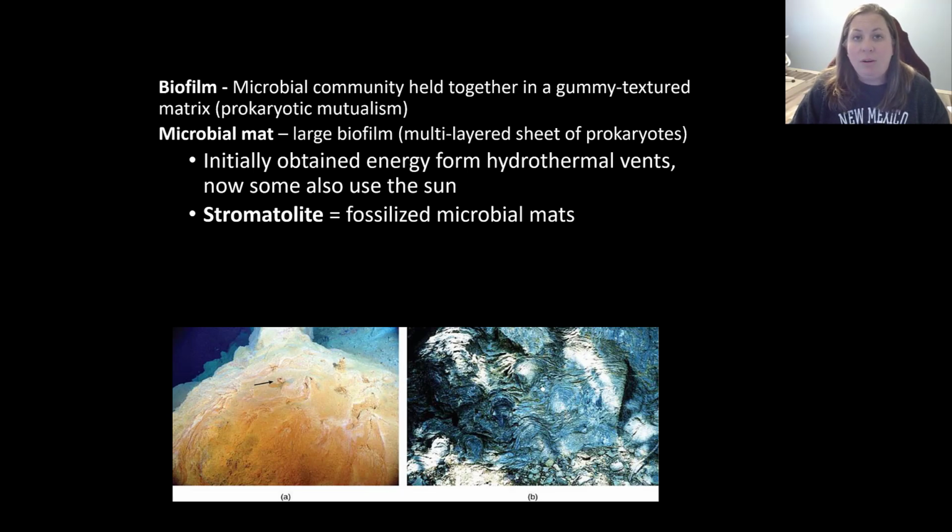Now guys, on your test, there is a short answer that you might have that says, what is a biofilm? What is a microbial mat? You have to be able to tell me. It also will ask, can they be fossilized? Yes, they can. So you want to make sure that you look at that for your potential short answer on the test.